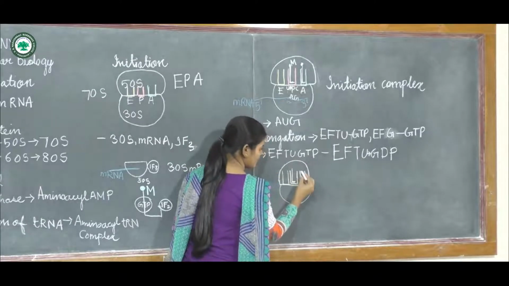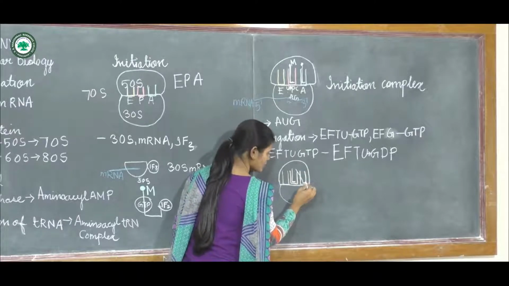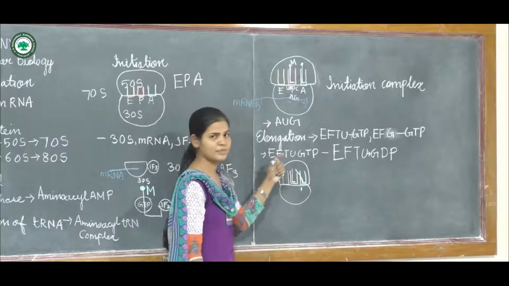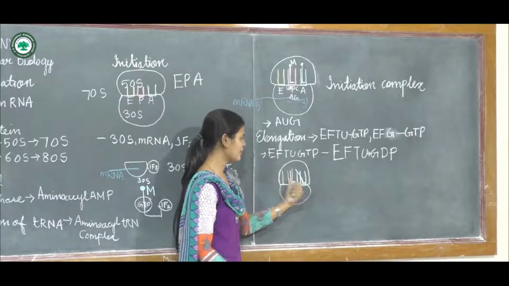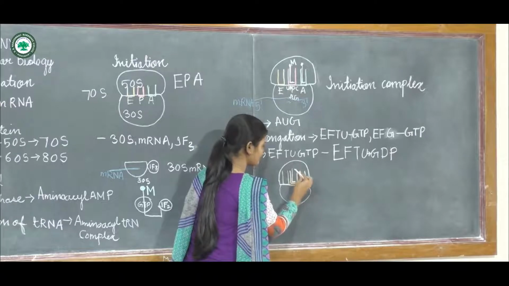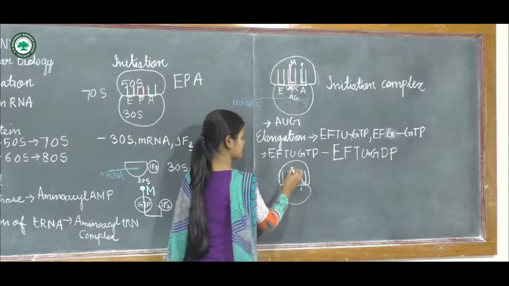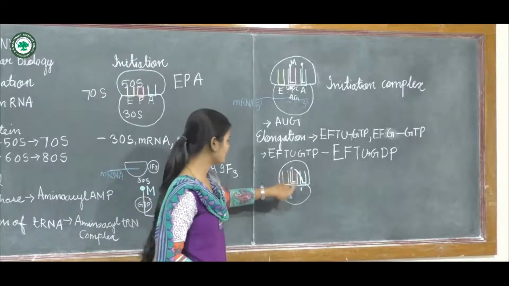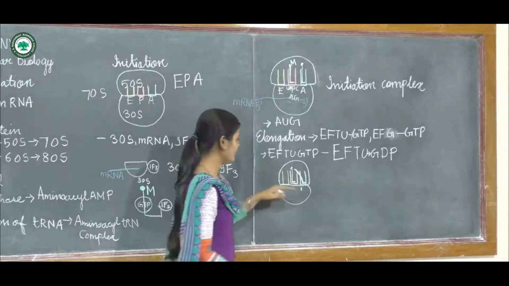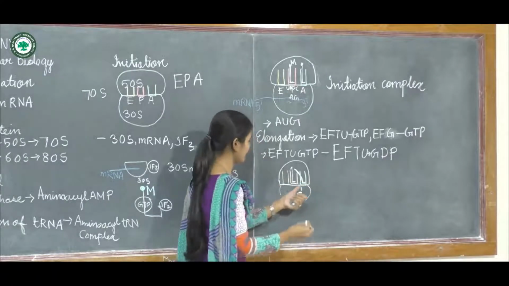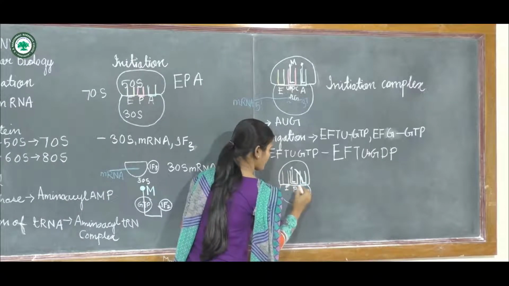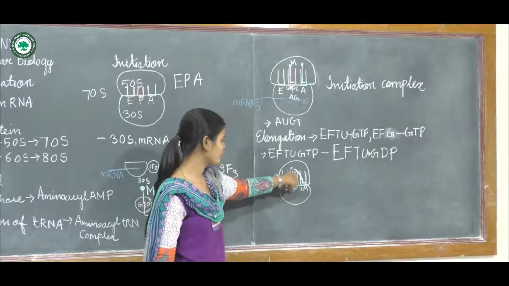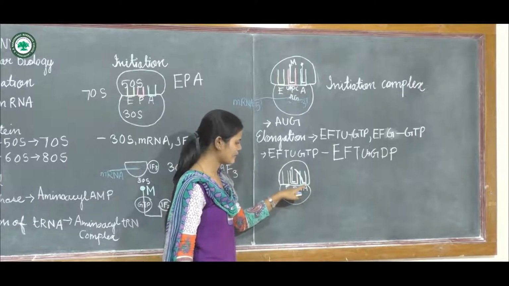This tRNA will move this side. As this EF-Tu is leaving, it will bind the tRNA in such a position that the tRNA's head will be towards the P site, and its leg is in the A site. So how will this tRNA be there? Its head will be in the P site and its leg is in the A site.